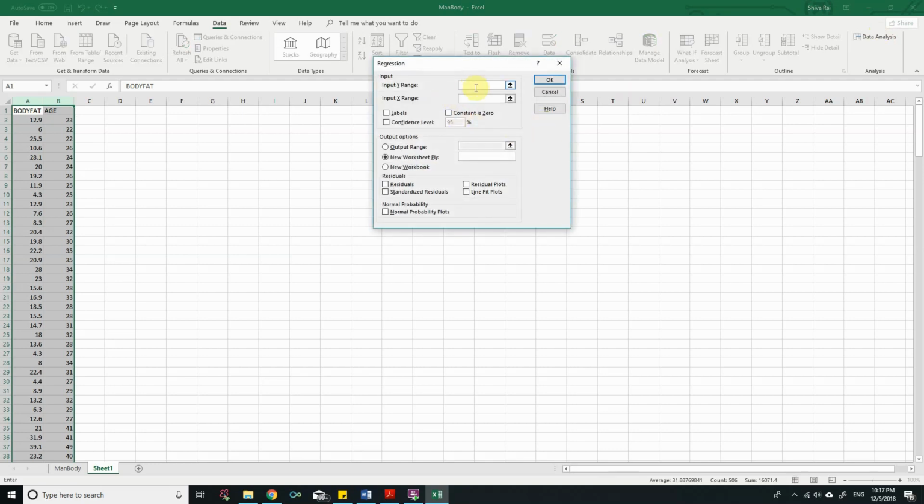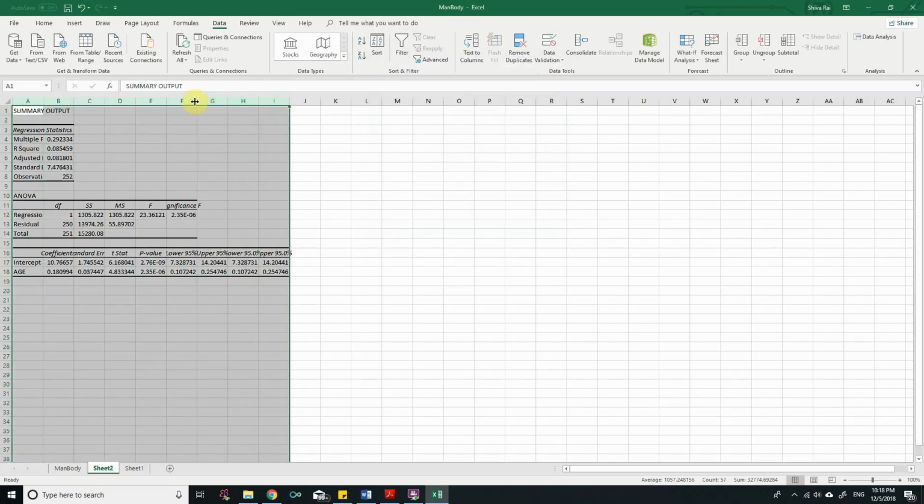Okay, input Y range. So more age, more body fat. That means Y range is body fat. For X range, B1 up to B253. Okay, click on labels and click on OK. Thus we get a regression table.